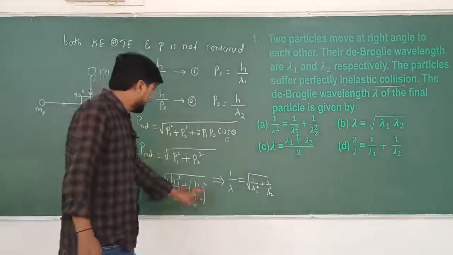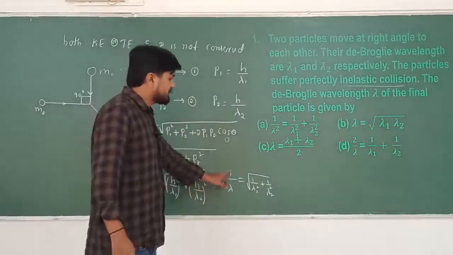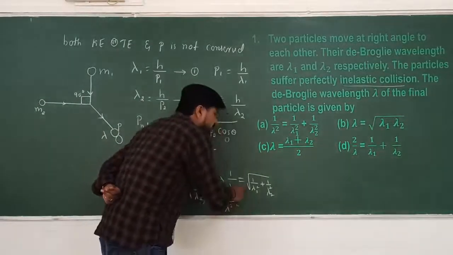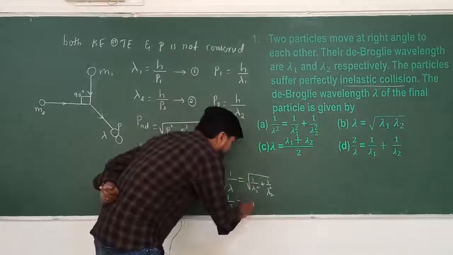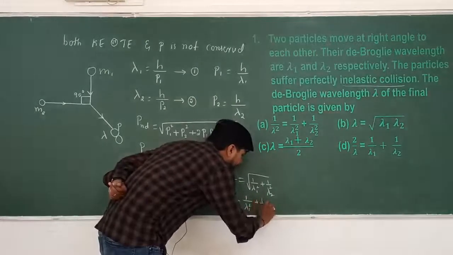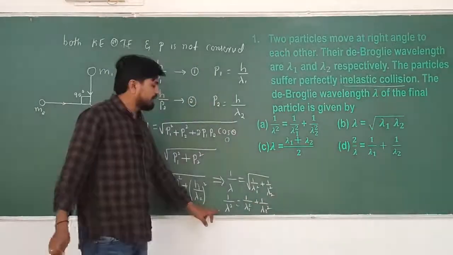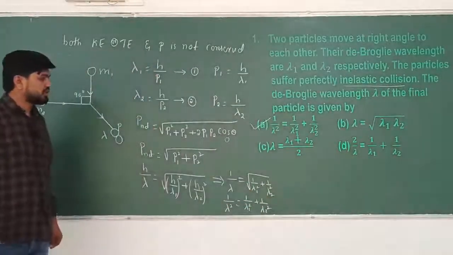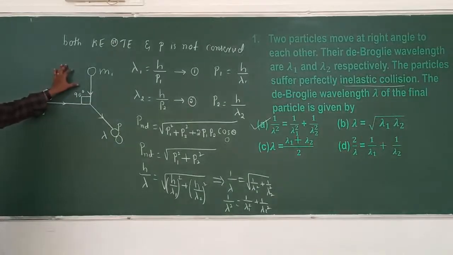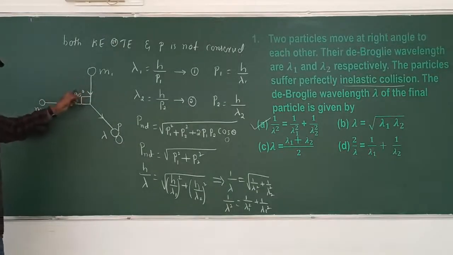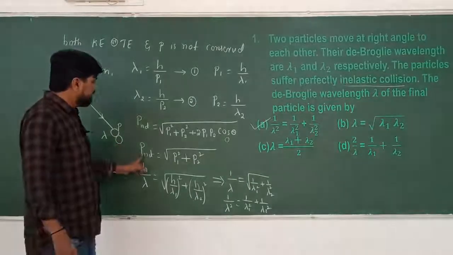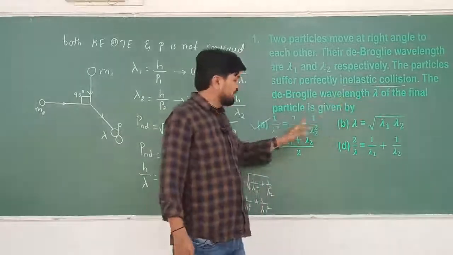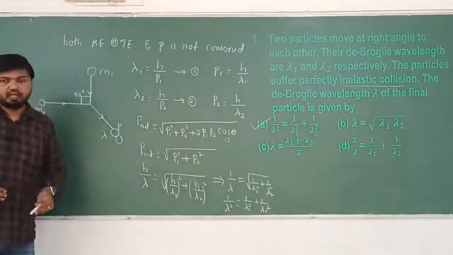Squaring on both sides, 1 by lambda square is equal to 1 by lambda 1 square plus 1 by lambda 2 square. So the correct option is option A. Whenever two particles are moving perpendicular to each other, after collision the net momentum p net is equal to h by lambda, because the net wavelength is given as lambda. So finally the correct option is option A. So, next question.